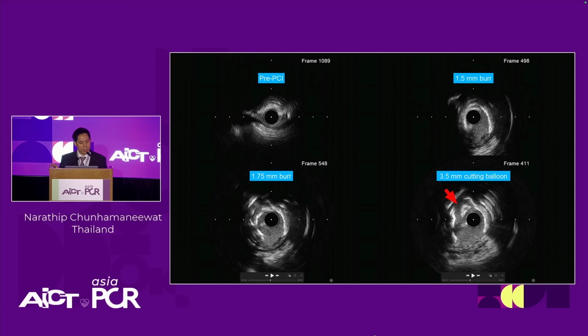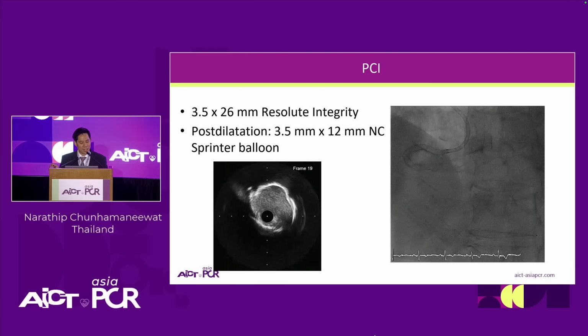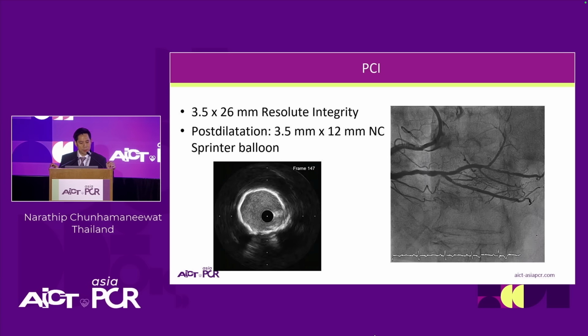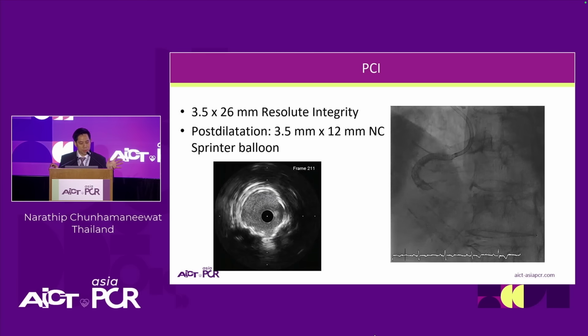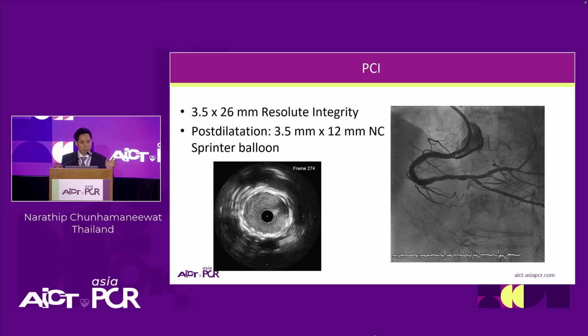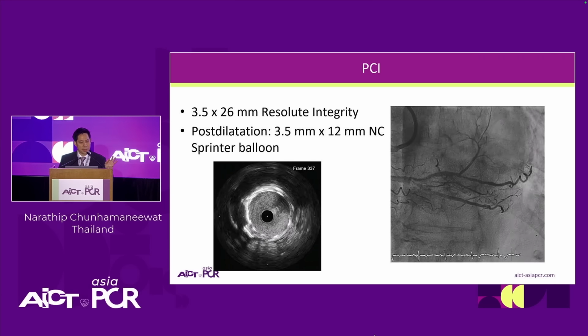So at that time, I was confident that I would get good expansion. And then I placed a 3.5 by 26 drug-eluting stent and did post-dilatation with a 3.5, and I got good expansion to treat this calcified nodule.